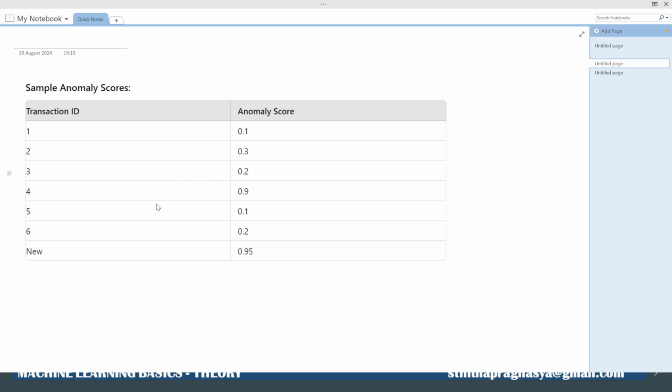Okay. So if you see the first, second, third, and this is the fourth transaction, and this is the new transaction. I mean, you can consider both as the same. It doesn't matter. But if you look at this, a high anomaly score of 0.95 indicates it's very different from the others. Transactions with high anomaly scores are flagged for further investigation. In this case, the new transaction with a score of 0.95 would be flagged as potentially fraudulent.